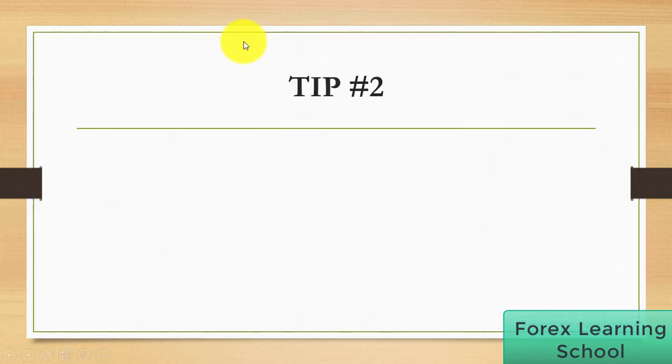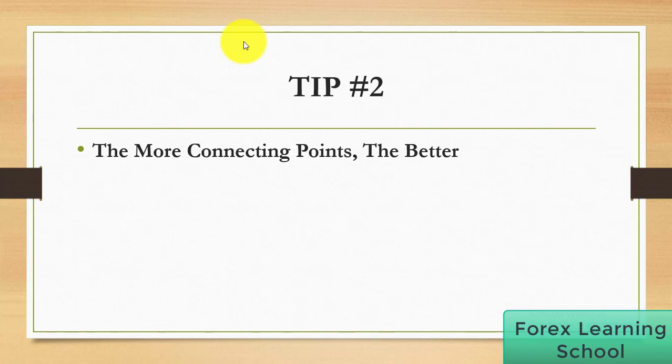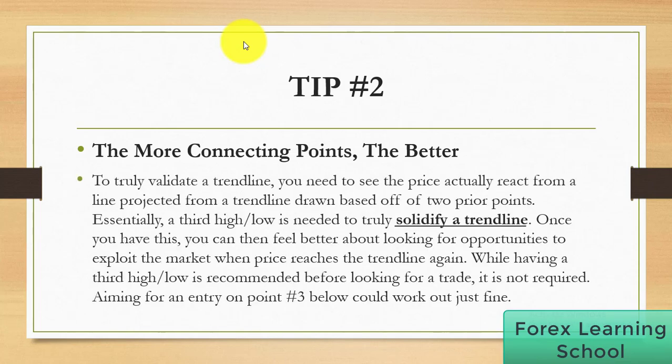Tips 2. The more connecting points, it gives better results. To truly validate a trend line, you need to see the price actually react from a line projected from a trend line drawn based off of 2 prior points. Essentially, a third high-low is needed to truly solidify a trend line. Once you have this, you can then feel better about looking for opportunities to exploit the market when price reaches the trend line again. While having a third high-low is recommended before looking for a trade, it is not required. Aiming for an entry on point number 3 below could work out just fine.